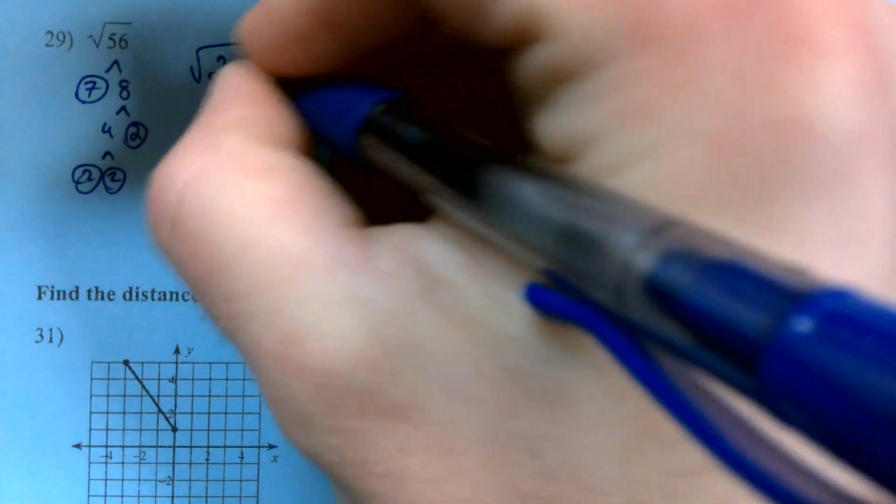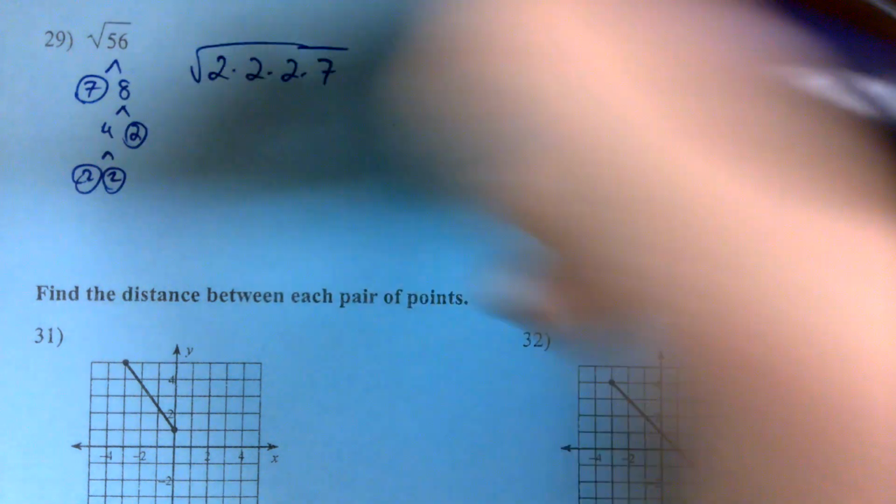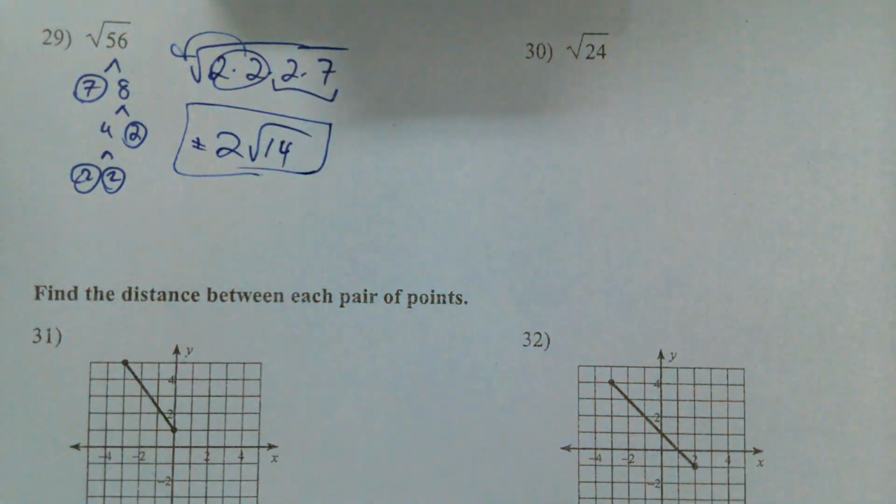Moving on down here, 56 is 7 times 8. 8 is 4 times 2. 4 is 2 times 2. Okay, pair of 2's gets brought out. 2 times 7 left below, plus or minus 2 root 14.